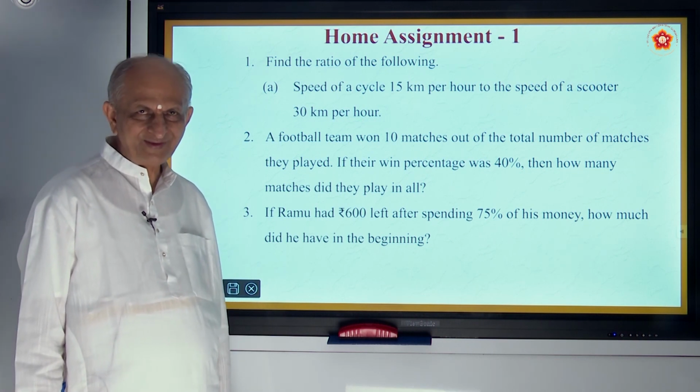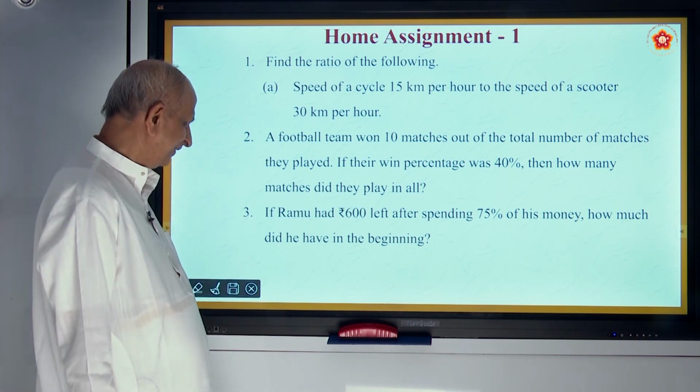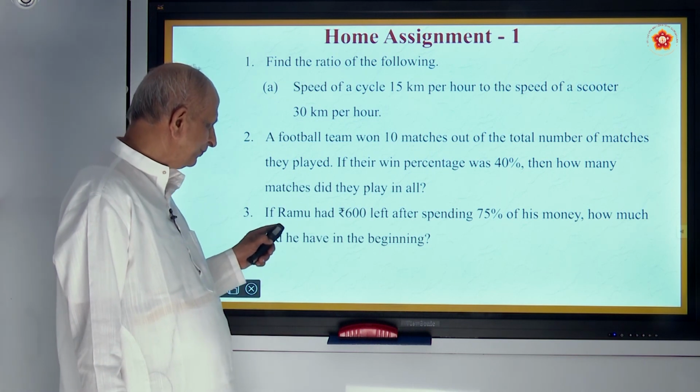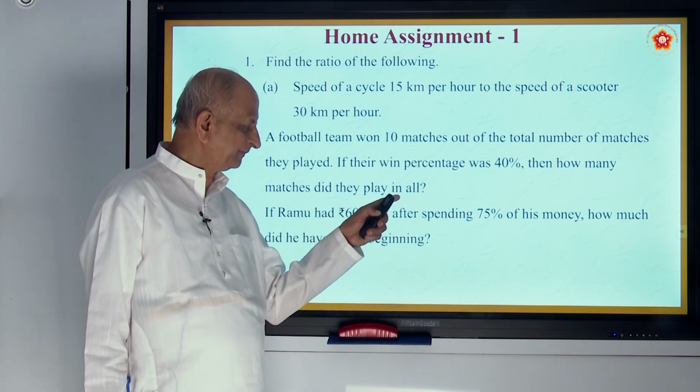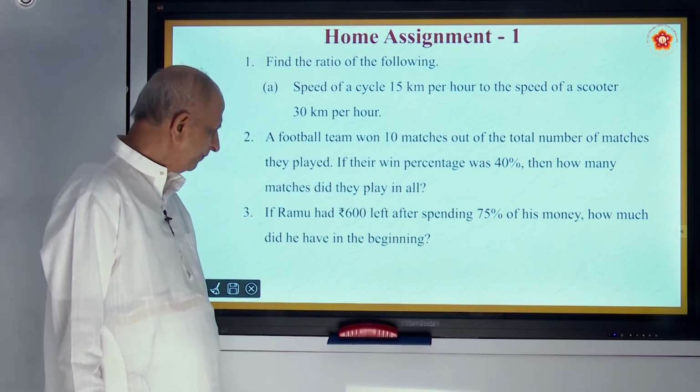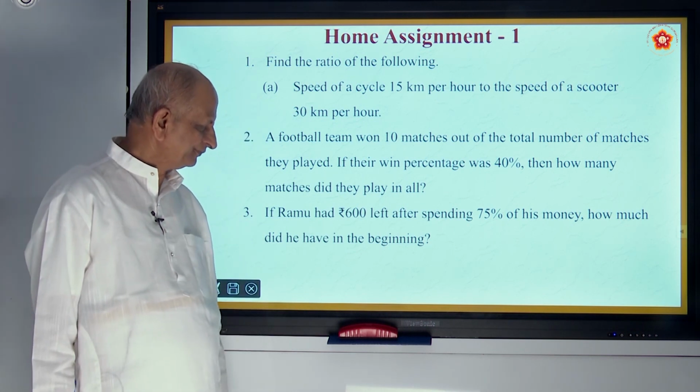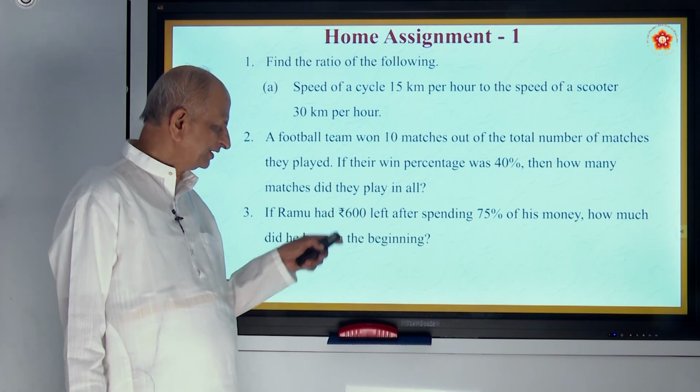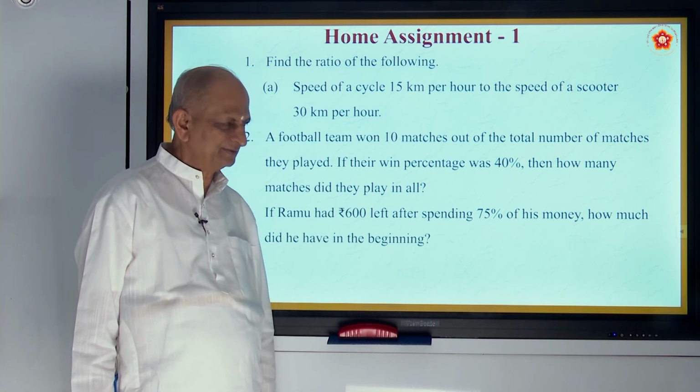Ronaldo? Correct? Okay. And if Ramu had 600 rupees left after spending 75% of his money, how much did he have in the beginning? So 600 rupees is what is left, means how much he had.